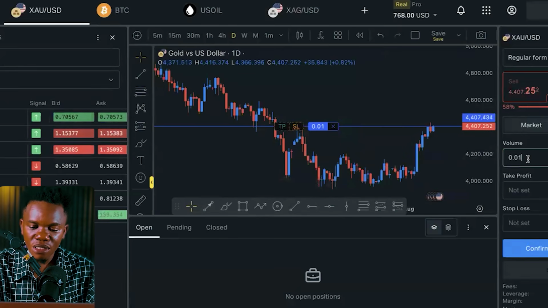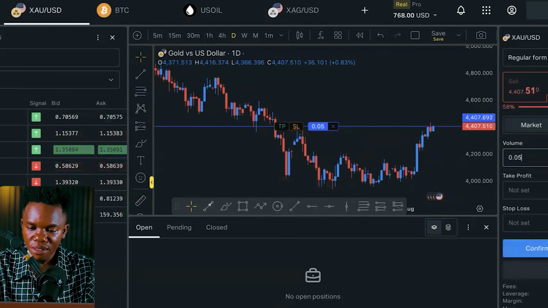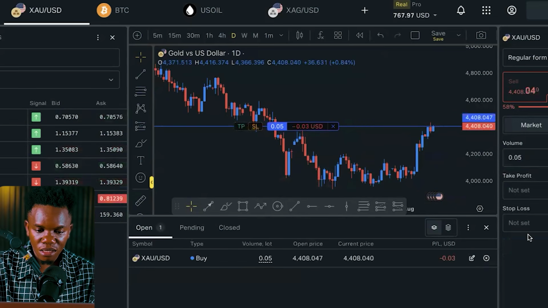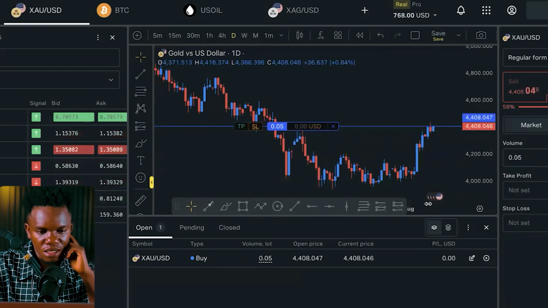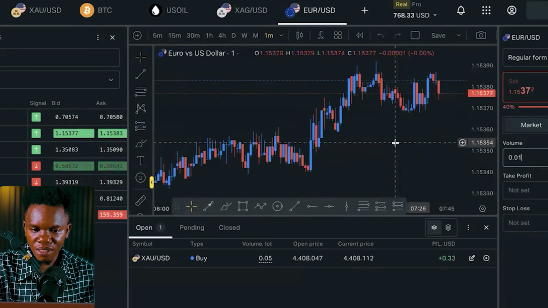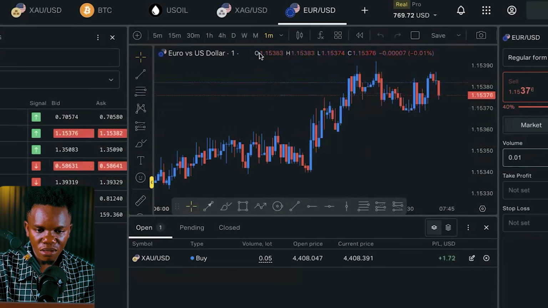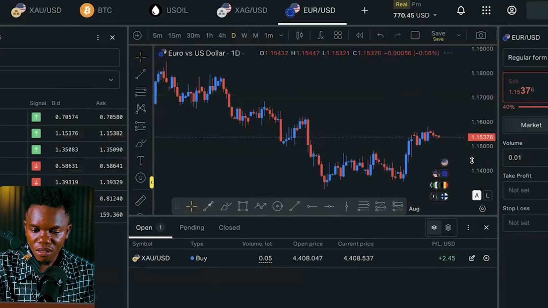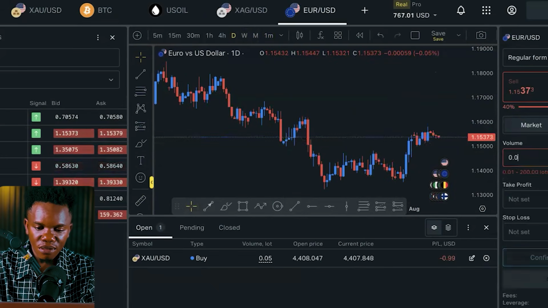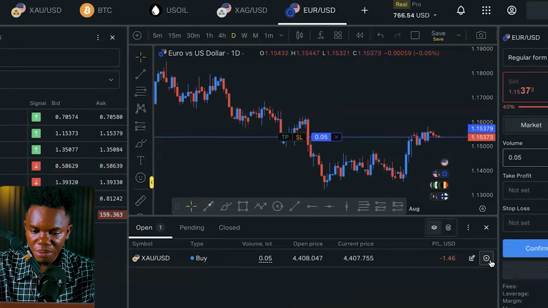So I will use 0.05, place about 3 positions, okay, and then go to Euro USD. I will leave it, don't worry, because gold too is still bullish. Euro USD daily time frame, 0.05. This lot size is too big. I'm going to modify this, or let me just close it.